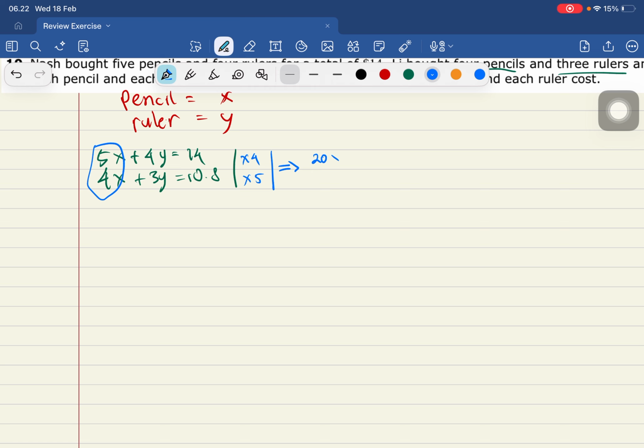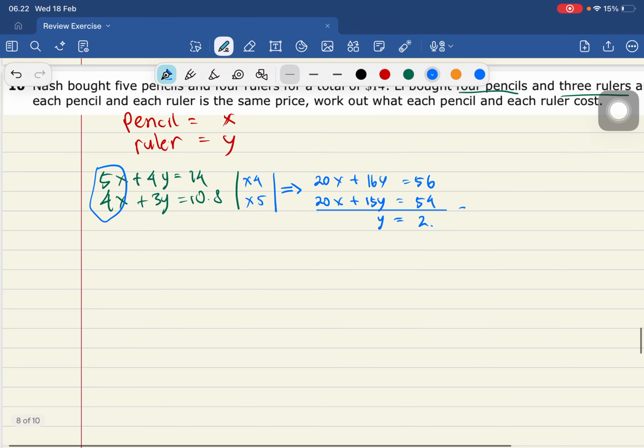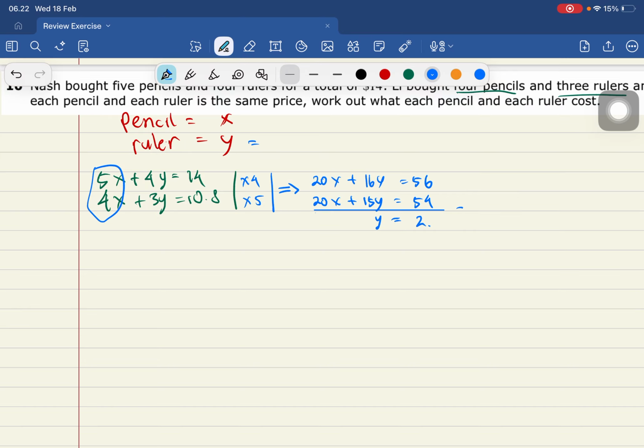It's going to be 20x plus 16y, and we got 14 multiplied by 4, which is 56. Next is 20x plus 15y, and we got 10.8 multiplied by 5, which is 54. Okay, we just minus it. So y equal to 2. The ruler equal to y, which is $2.